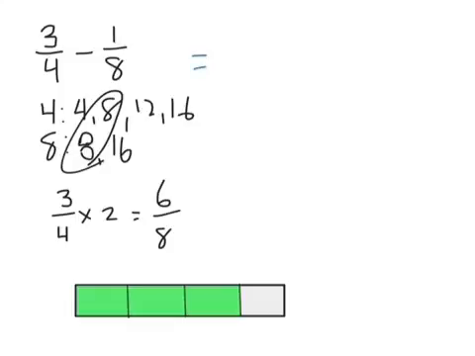So 3/4 minus 1/8 is the same as 6/8 minus 1/8, and 6 minus 1 equals 5. 5/8 is in simplest terms. I can't simplify it any further, so my answer is done.